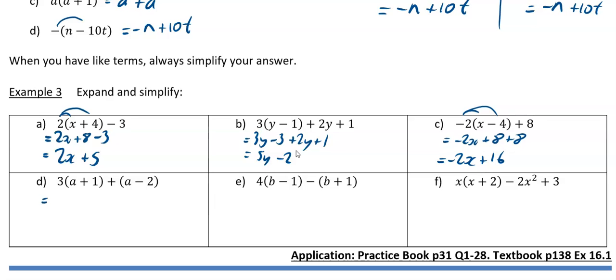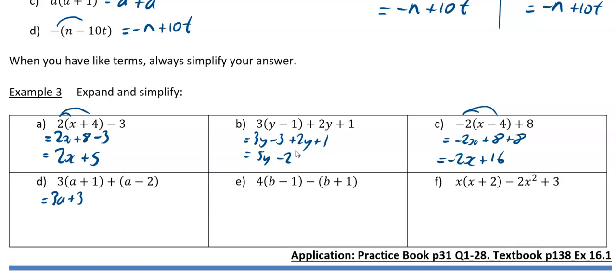Okay, the next 3 examples look hard, but they really aren't. It's just the same thing. All you have is more tidying. So the first one is 3 times a, just 3a. Then you've got 3 times 1, which is just plus 3.